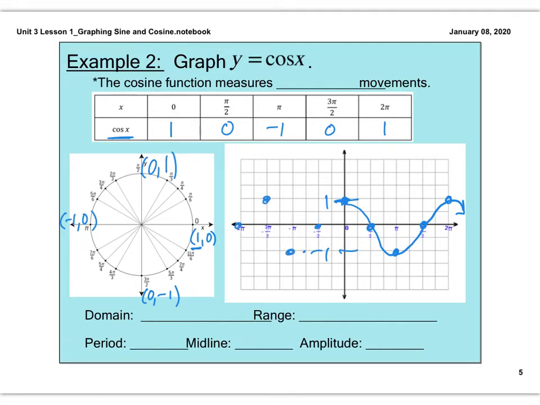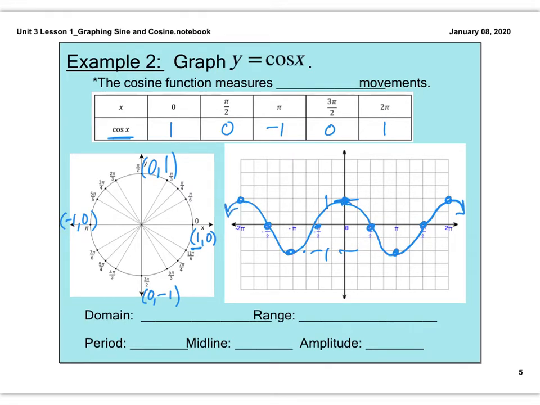Oops, I messed that up. Excuse me, I'm going to erase a little bit. Okay, so we got to get our dot here, and then our dot here. There we go. So there is our cosine function.